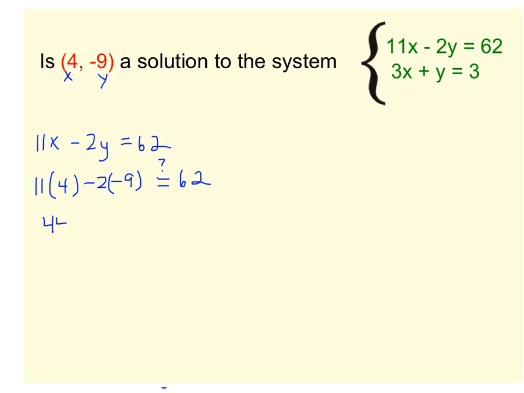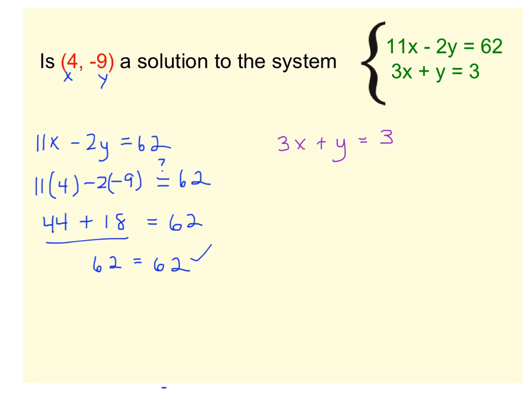11 times 4 is 44. -2 times -9 is a positive 18. And then 44 plus 18 is 62. So it worked. Now, all that tells us is that this ordered pair is on the first line. We don't know if it's also on the second line, so you do have to plug it into the other equation as well. So we have 3x plus y equals 3.